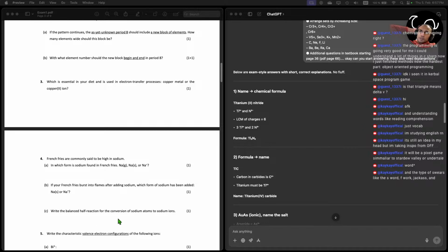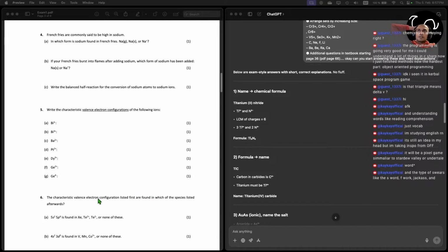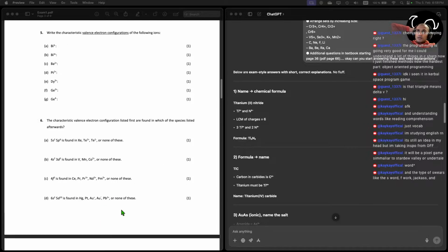Write the balanced half reaction of the conversion of sodium atoms to sodium ions. Okay. Write down the characteristic valence electron configuration of the following ions. Valence electron configuration, I can do that. The characteristic valence electron configurations listed first are found in which of the species listed afterwards? Is found in, or none of these. What? 5s2 5p6. I need the periodic table to look that up.